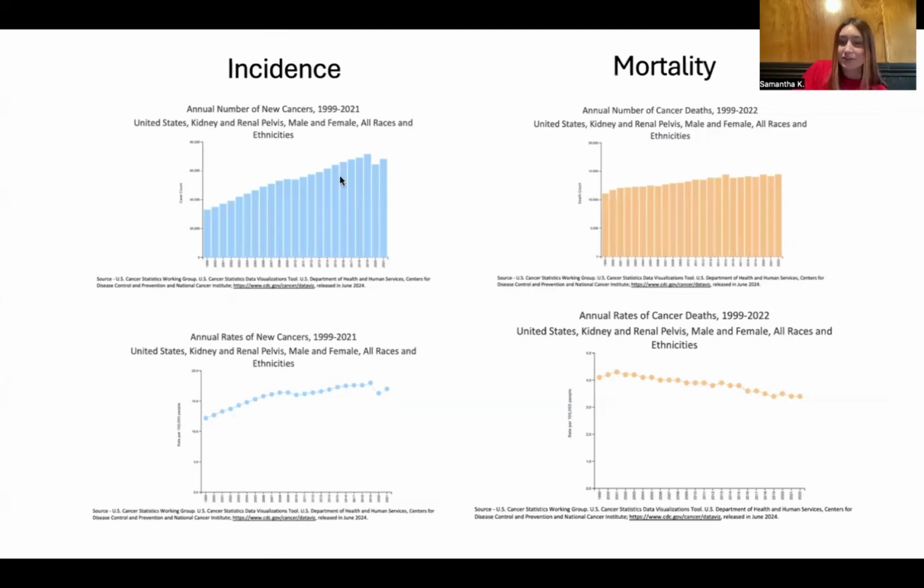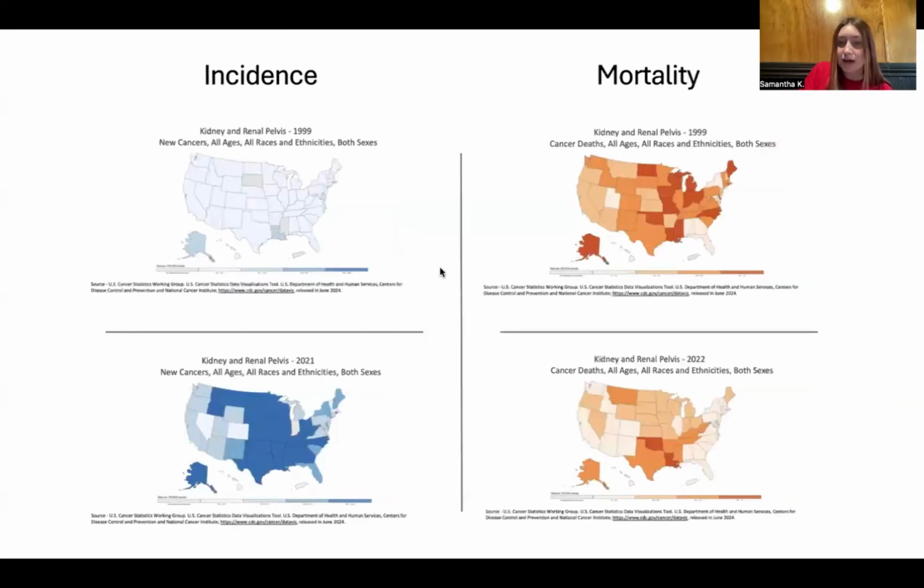These graphs depict the incidence and mortality. Incidence is on the left, mortality is on the right, and on the top is the number of new cancers or the number of cancer deaths, and on the bottom is the rate. As you can see, incidence has been increasing, but mortality has been decreasing over the past 20 years. These graphs show the same information, 1999 on the top and 2021 and 2022 on the bottom, showing an increase in incidence but a decrease in mortality. These graphs also show you a breakdown based on states and which states have higher risk.